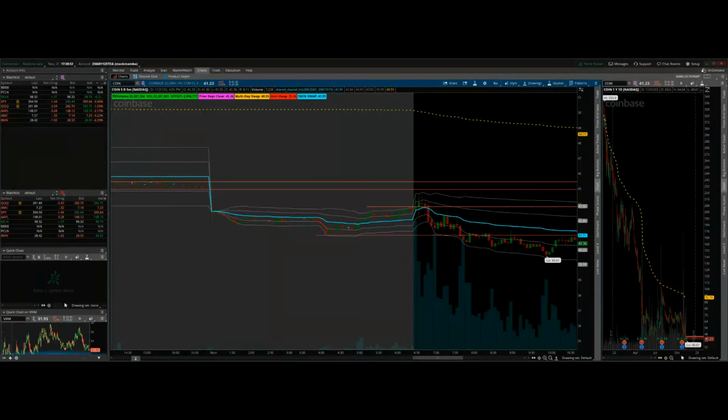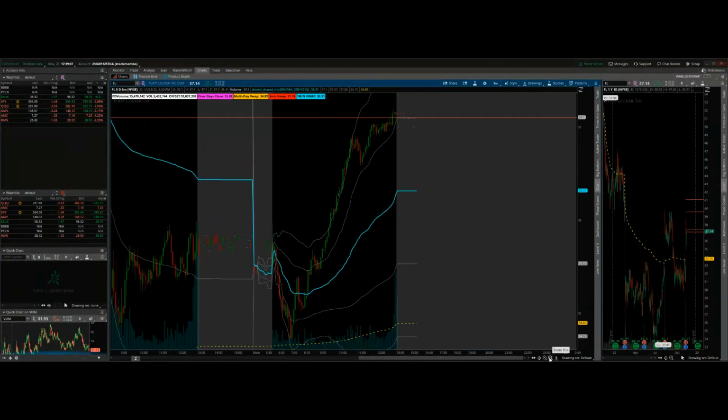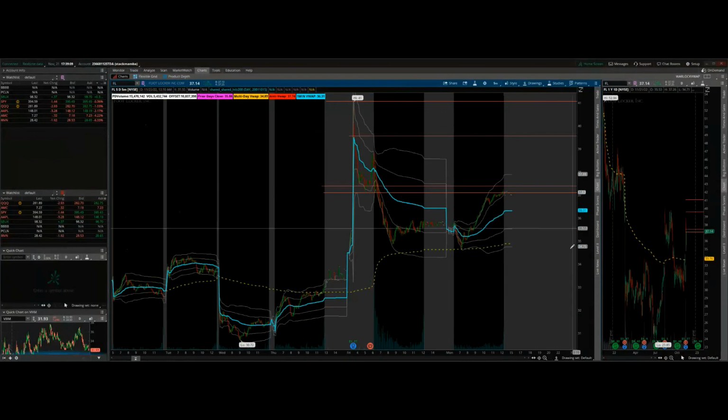All right, you want to go over PANW? Let's go over PANW. Let's look at Foot Locker. PANW and Foot Locker, let's do that real quick. So, Foot Locker. All right.